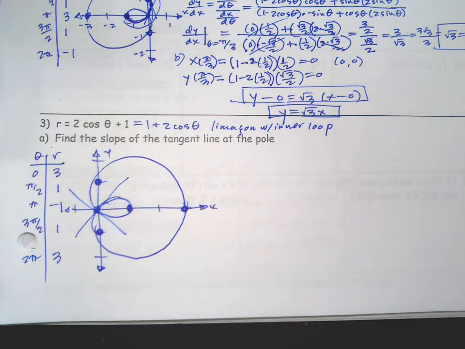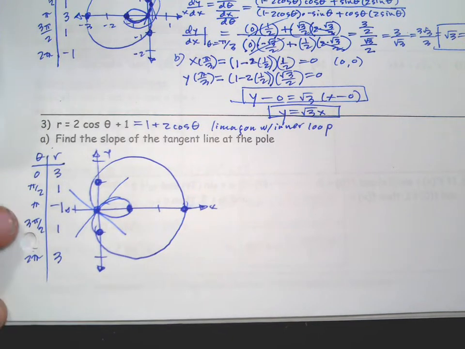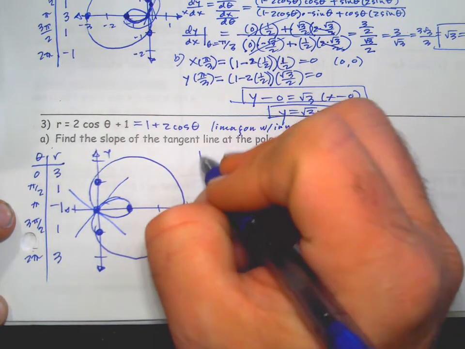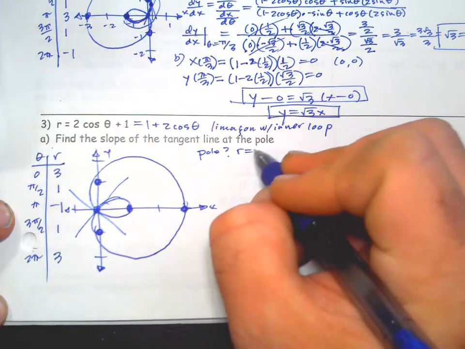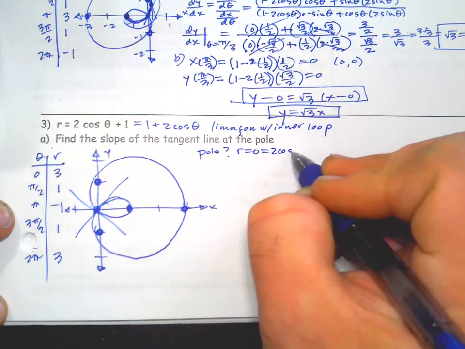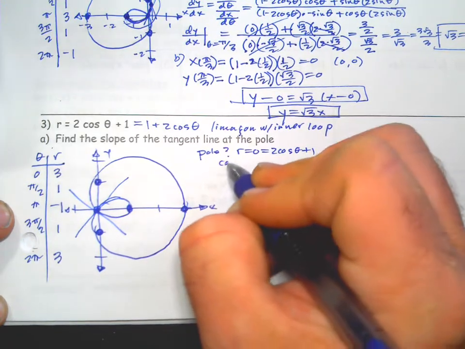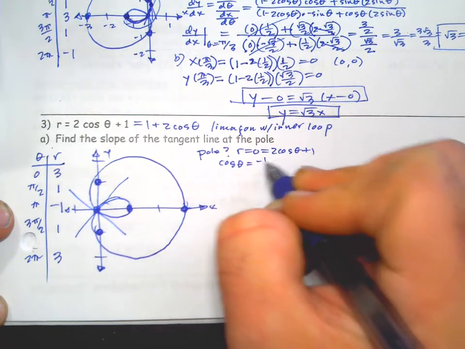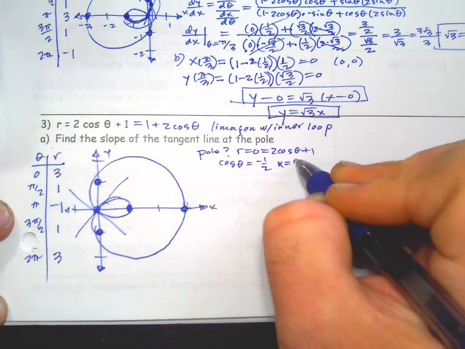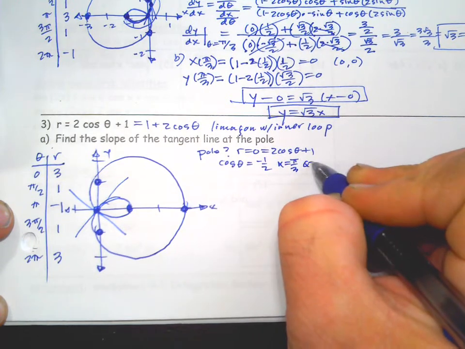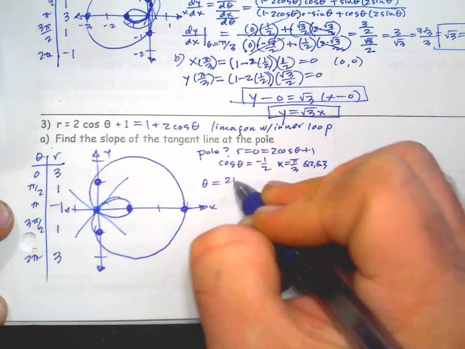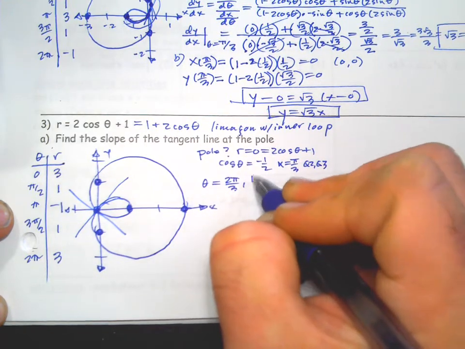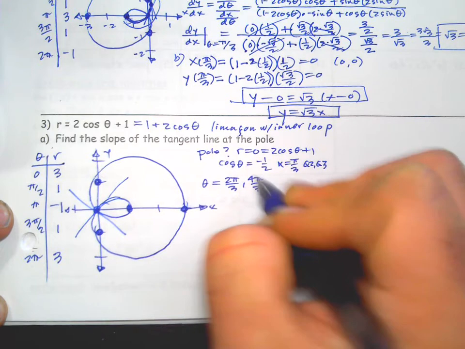So we got to figure out when does it hit the pole, which was none of the common values. And that's going to be when r equals 0. So we're going to solve that trig equation. Alpha equals pi over 3, quadrant 2, quadrant 3. So theta equals 2 pi over 3 and 4 pi over 3. So those are the angles that it happens at.